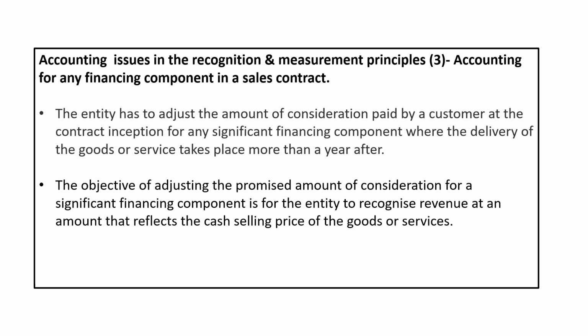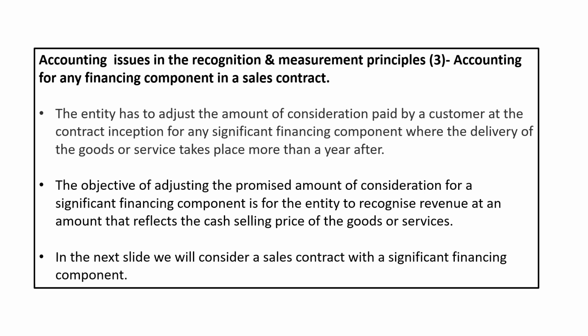The objective of adjusting the promised amount of consideration for a significant financing component is for the entity to recognize revenue at an amount that reflects the cash selling price of the goods or services. In the next slide, we will consider a sales contract with a significant financing component. We'll now look at an example of a sales contract with a financing component.